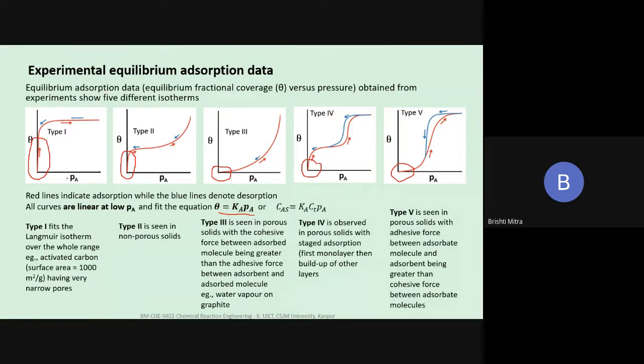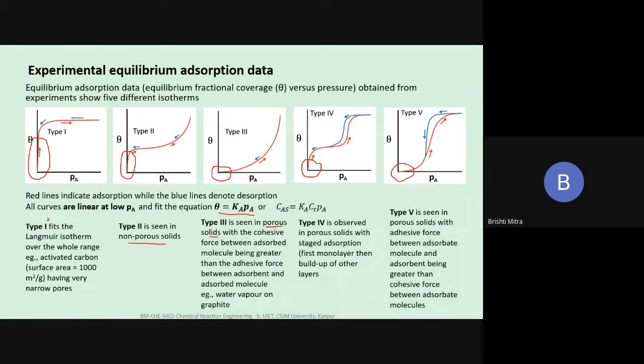The second type is seen when we try to understand which type of adsorbent and adsorbate follows this. You will see that this type of curve is seen in the case of non-porous solids. If the solids are non-porous, then the adsorption curve will look like a type 2 kind of adsorption. Now let us look at type 3. When does this kind of a curve happen? This type of curve happens in porous solids.